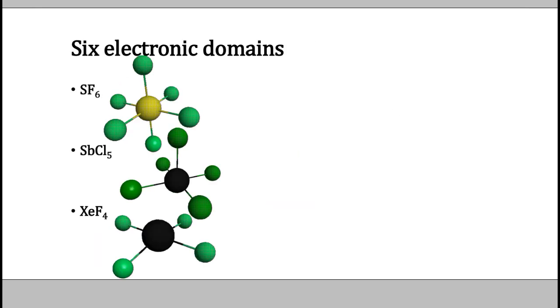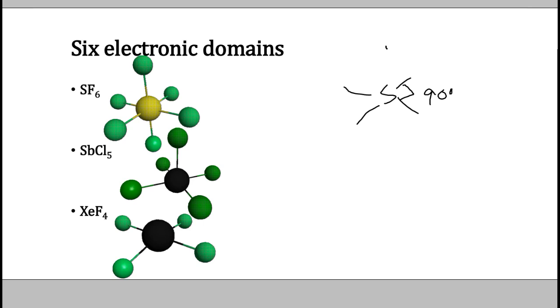Finally, let's go on to 6 electronic domains. So this is whenever you have an octahedral arrangement. So for octahedral arrangements, you have 6 coordinates coming out from that central atom. So here we have 4 coordinates around the belt. So this is a square planar arrangement. There's 4 things coming out from that central atom. Their approximate bond angle is 90 degrees.